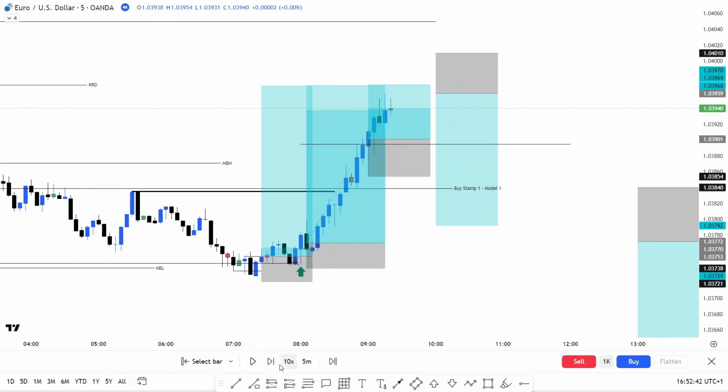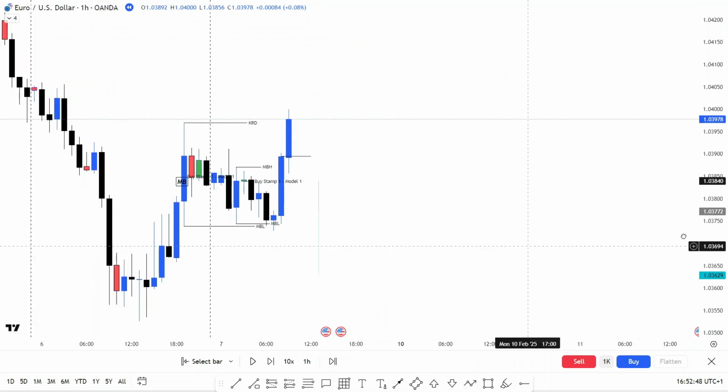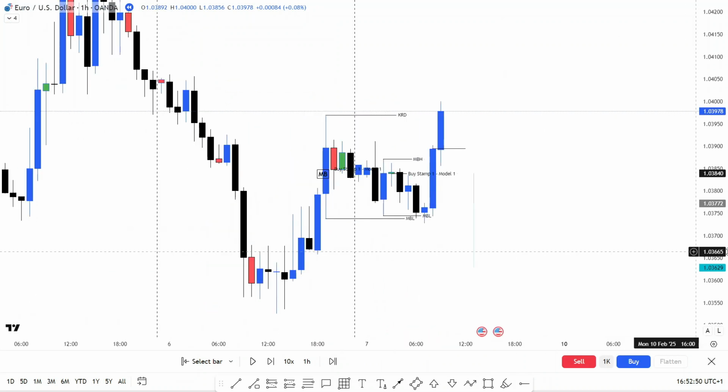If we go to the 1 hour, this is the 1 hour. You see that the draw on liquidity has been reached. Now, after the draw on liquidity has been reached, what else? We're expecting two things: either a complete reversal or a little bit of retracement for continuation setups. So how do we know that?